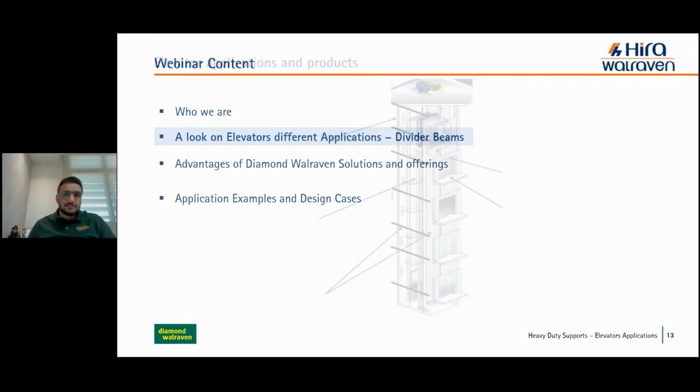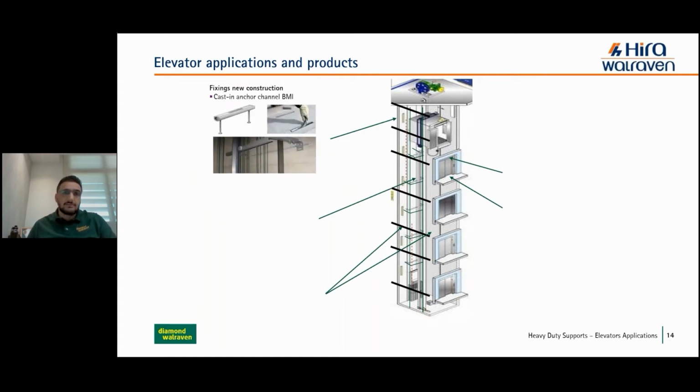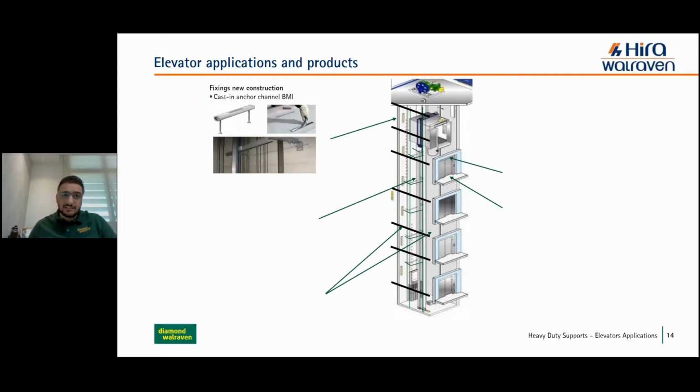As a start, this is the elevator application, different applications. As an elevator supplier and contractor, you know that the basic application is to fix the divider beams, to fix the doors, and to fix the channels or the guide rails of the elevator. The main product used is the cast-in channels, which is also available in our range.